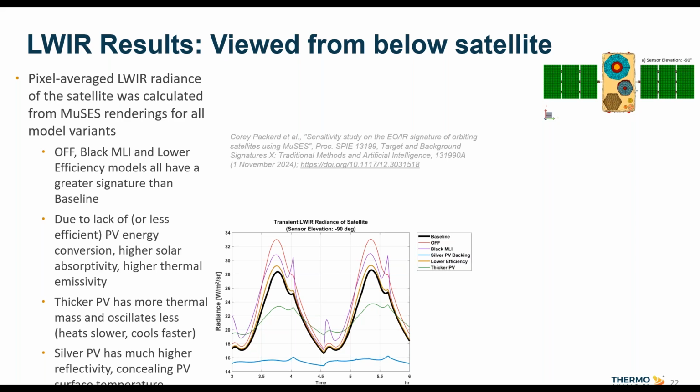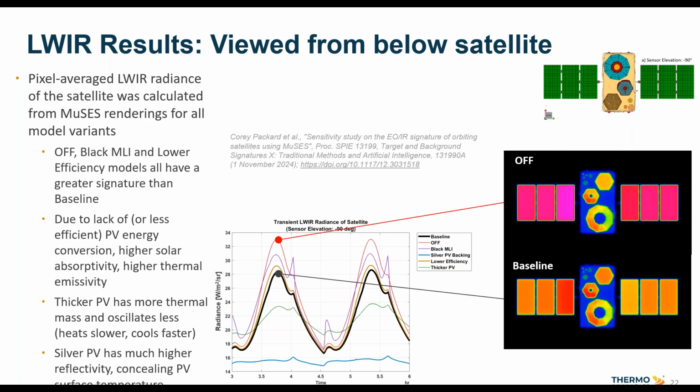And then finally, we see the blue line that's at the bottom with the silver PV backing. Because it has such a high reflectance in this band, we're seeing the reflection of the space environment having a big factor in how this appears to the sensor. And so the surface temperature of the solar panel is kind of being concealed a bit because of the reflective nature of the coating that we've put on it.